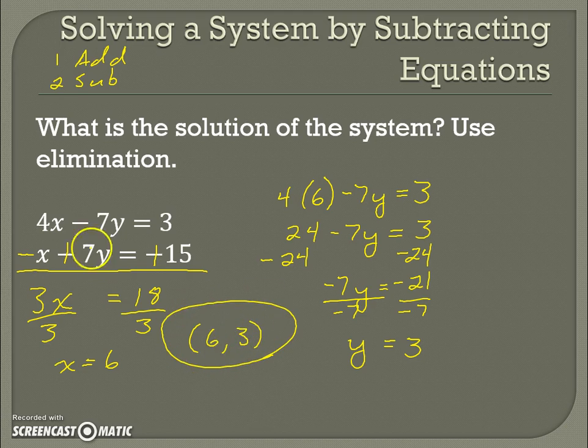And we could check these real quick. So 4 times 6 is 24, minus 21 is 3. That's great. Up here, be careful because I got some slashes in here, but that's going to be 6 minus 21, because 7 times 3 is 21. So 6 minus 21 is -15, and that one works.